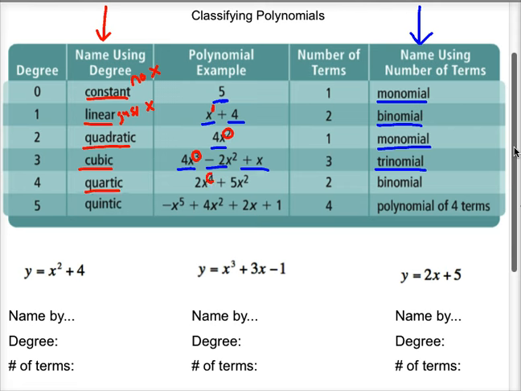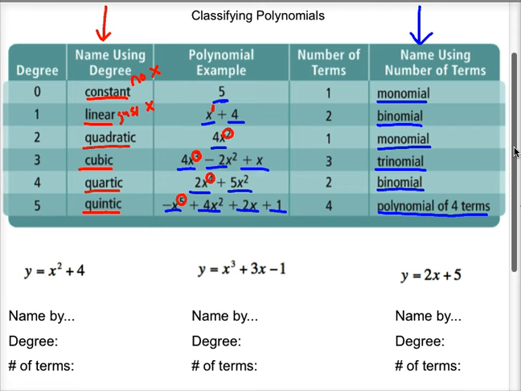Quartic. Quartic means it is a 4th degree polynomial. Then binomial because it has 1, 2 terms in it. Quintic is a 5th degree polynomial. And now notice this. 1, 2, 3, 4 terms. Once you get to 4 or above, there's no special names for it anymore, so you just label it as polynomial of 4 terms.